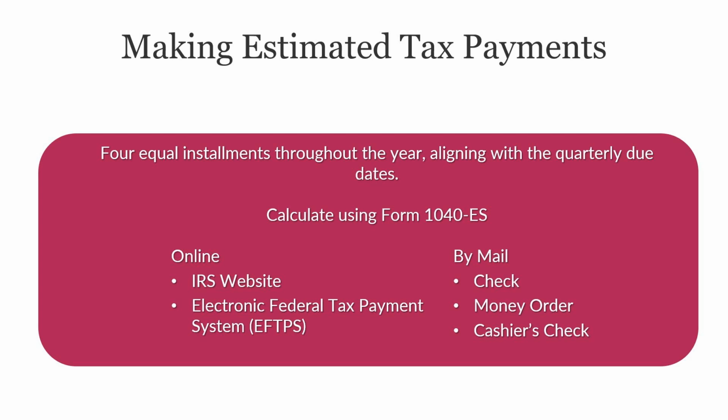By mail using check, money order, or cashier's check. When you pay by mail, you must include the Form 1040-V or payment voucher, which includes detailed instructions for how to prepare your payment. It is important to note that the IRS does not accept cash payments by mail.